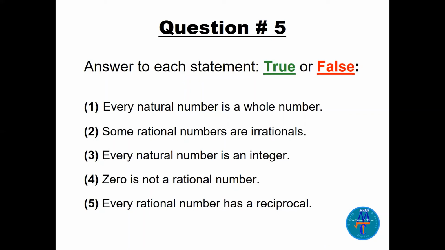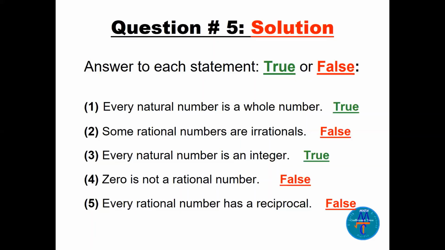And then we move on to number 4: 0 is not a rational number. True or false? Number 5: every rational number has a reciprocal. You know the reciprocal of 7 is 1 over 7, the reciprocal of 2 is 1 over 2, the reciprocal of 4 is 1 over 4, etc. Let's see the answers here.